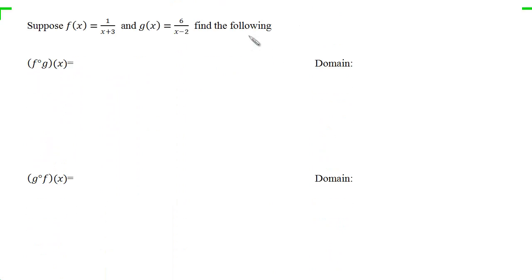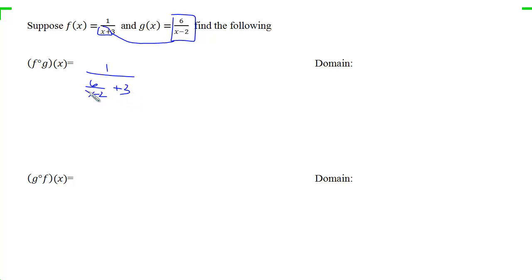And in this last example, finding the composition of f of g of x, again, in this first one, f of g of x, we take g of x and swap it in for x in the function f of x. So we'll rewrite it here. So I have 1 over, and I have 6 over x minus 2 plus 3. So in order to begin to solve this, I'm going to need a common denominator to combine the 6 over x minus 2 plus the 3.